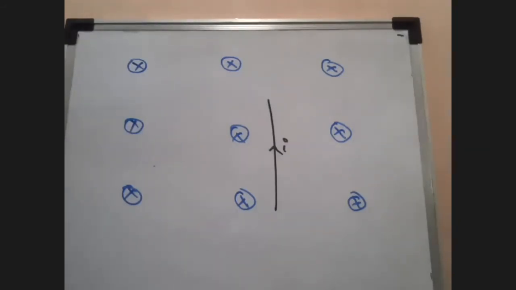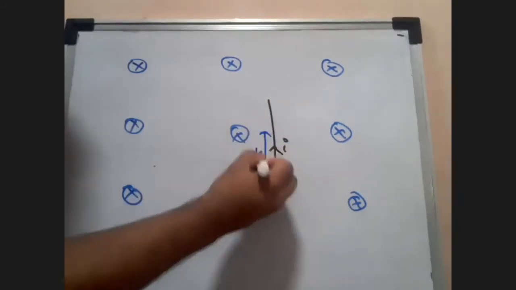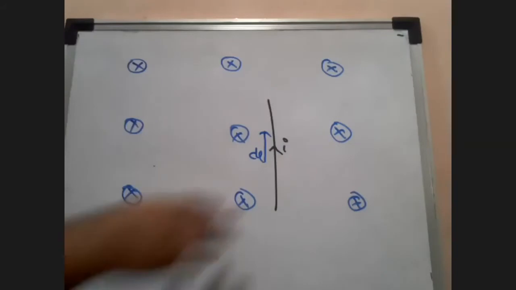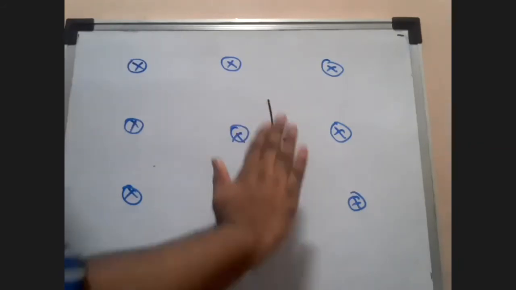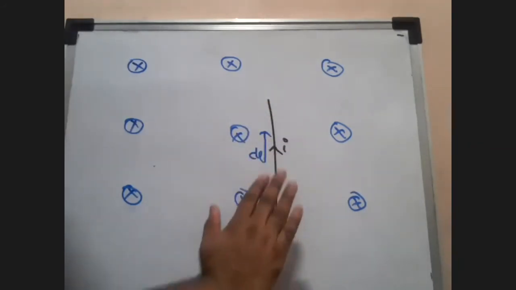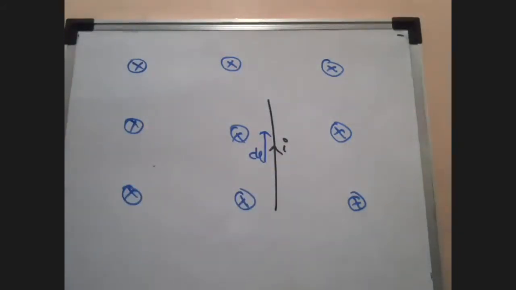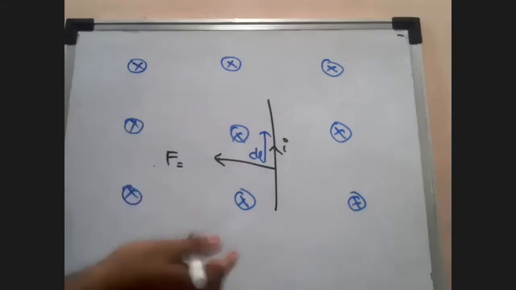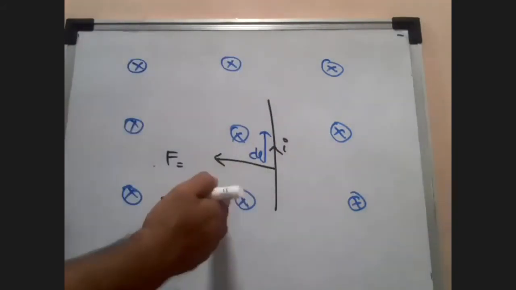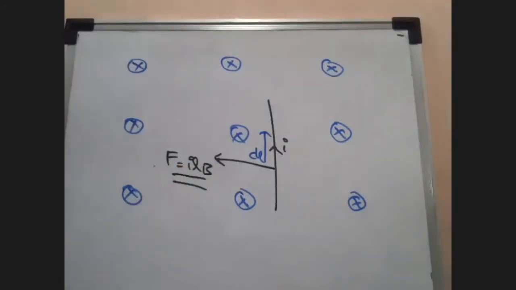So look here. First, you have to select the length vector. You know the current is going upwards. Take the length vector also in the upward direction, like this. This is dl. Now, the magnetic field and the length vector are related as a cross product. Apply your right hand rule in the direction of the current, which is also the direction of the length vector. Curl your fingers towards the magnetic field and your thumb points to the left side. So the force here will be like this. The length vector is perpendicular to the magnetic field, so I can say F is equal to ILB directly.